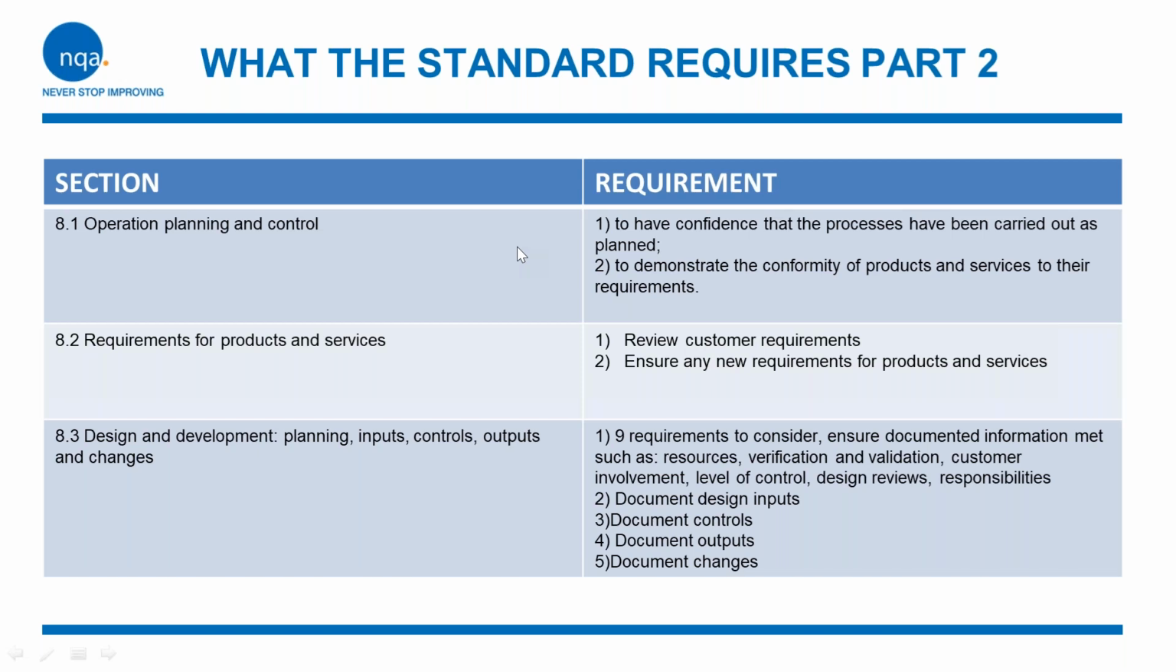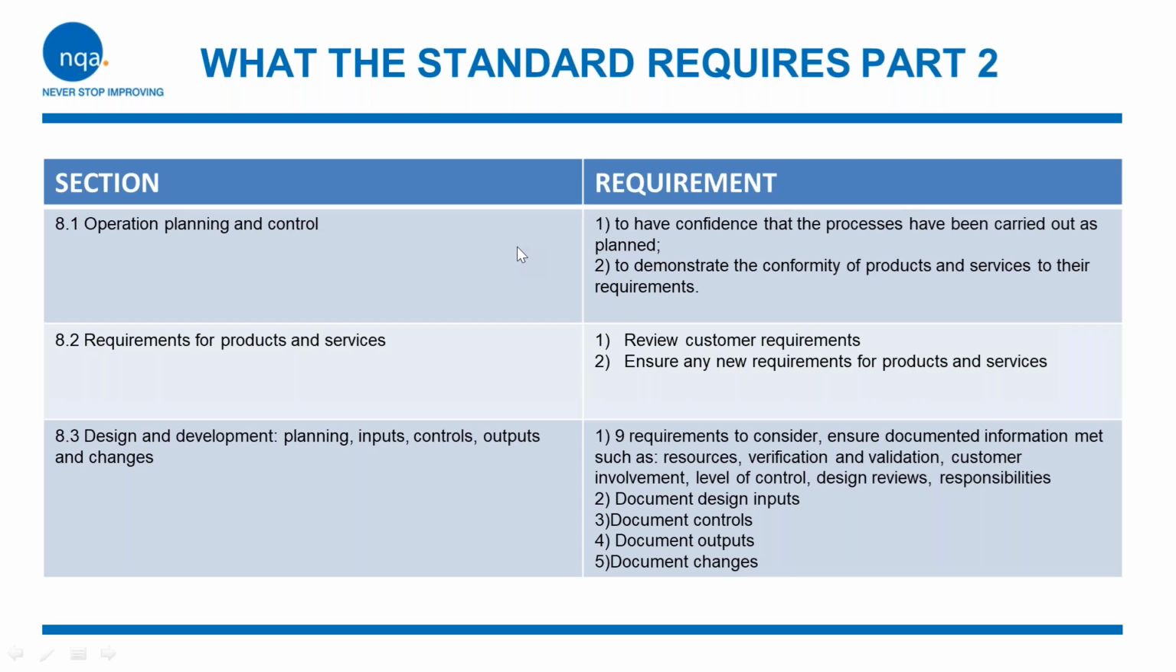To have confidence the process has been carried out as planned is the requirement for documented information. Demonstrate conformity of products and services to their requirements. So we might want to consider that's going to be, you know, a quality check, or that we've audited those processes so that we know we have the confidence to plan for any orders that come through the door for us.